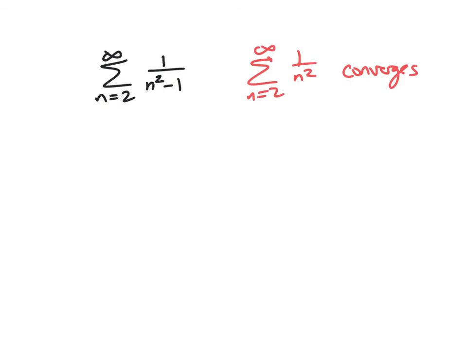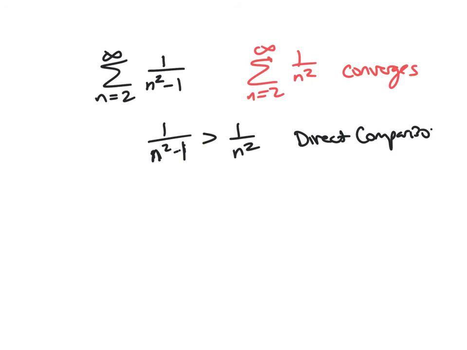But which way does our inequality go? So we have 1 over n squared minus 1 is actually greater than 1 over n squared, right? Because we're taking away from the denominator. Well, that's a problem, because greater than something that converges is inconclusive. So direct comparison is actually not useful here. It's inconclusive.